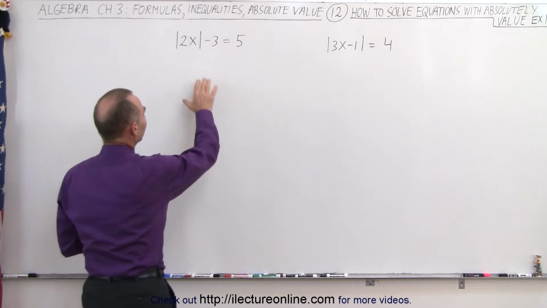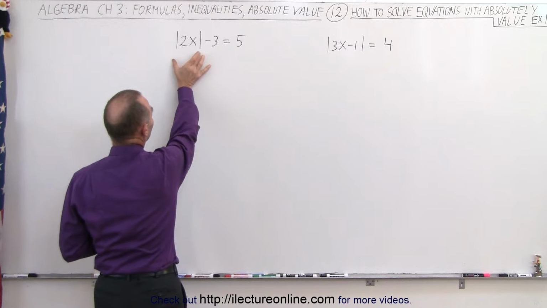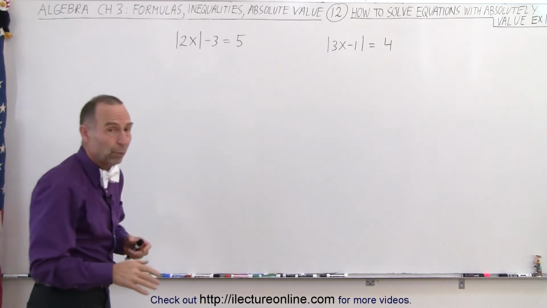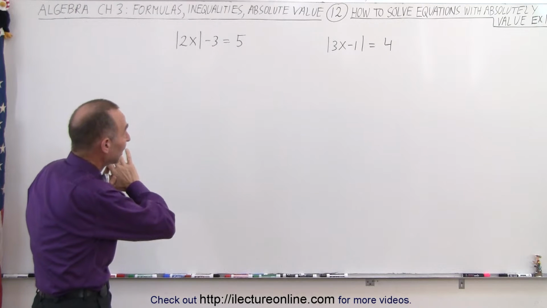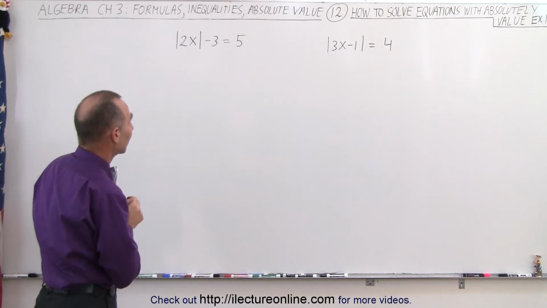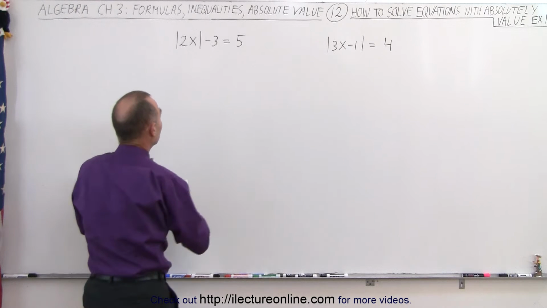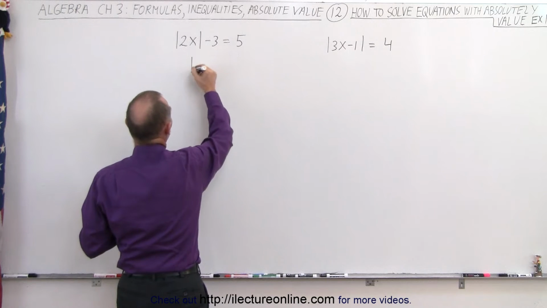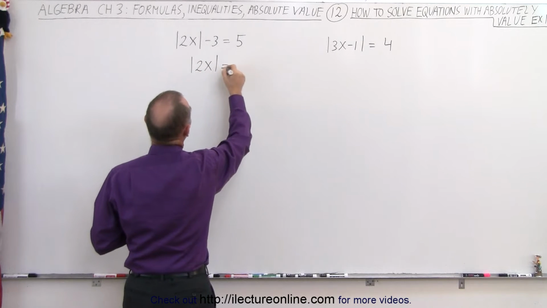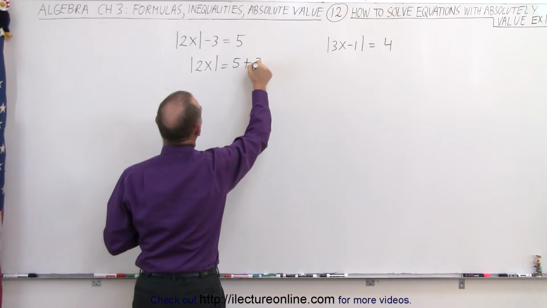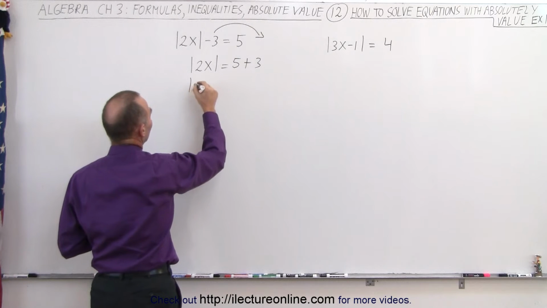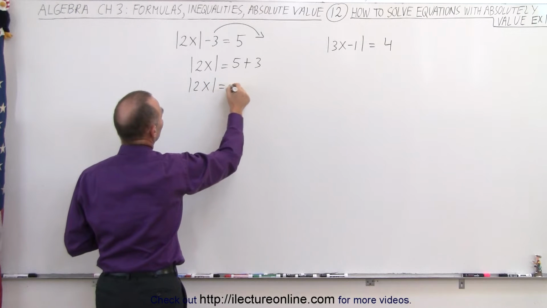So first, on the left side we have the absolute value of 2x, and then minus 3 on the outside equals 5. So what you want to do is move everything that does not include an absolute value sign to the right and keep what's inside the absolute value sign on the left. So this then would turn into something like this. The absolute value of 2x is equal to 5 plus 3. When we move the negative 3 to the right side, it becomes a positive 3. So the absolute value of 2x is equal to 8.